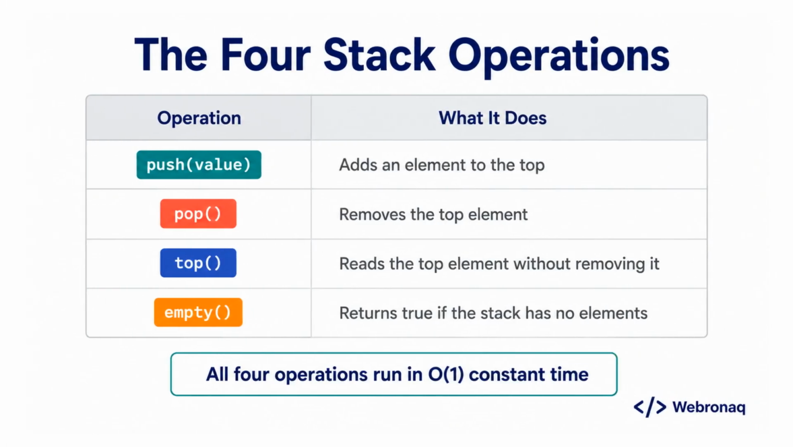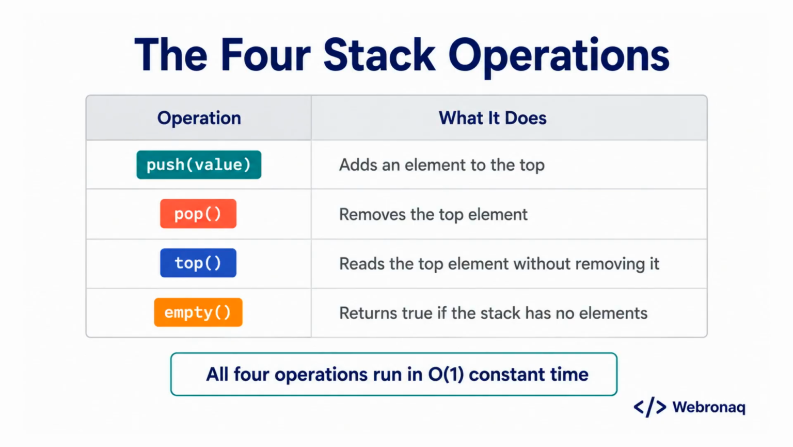Now let us meet the 4 operations every stack supports. First is push. Push adds a new element to the top of the stack. Second is pop. Pop removes the element currently sitting on top. Notice that pop changes the stack. It does not return the value in the C++ standard library, it just removes it. Third is top, sometimes called peek. Top lets you read the top element without removing it, so you can look before you act. Fourth is empty. Empty checks whether the stack has 0 elements and returns true or false.